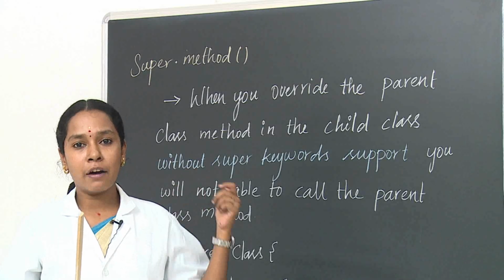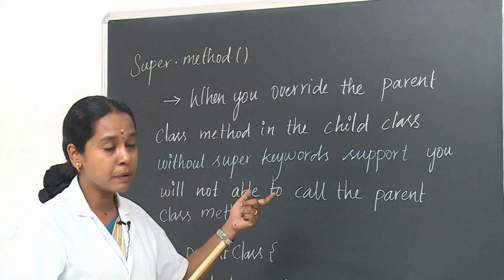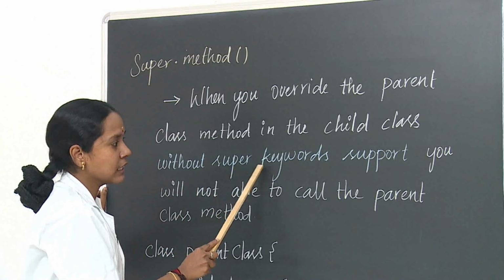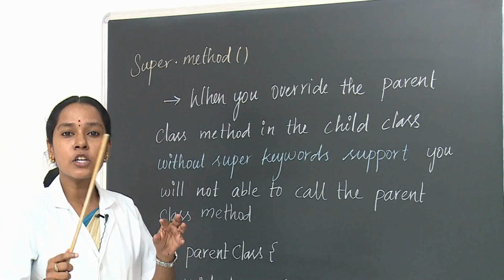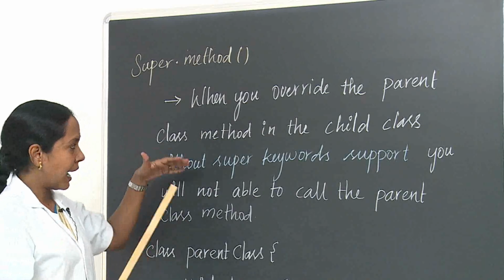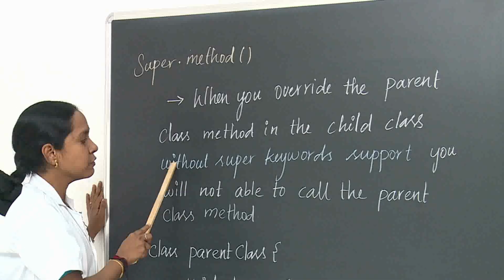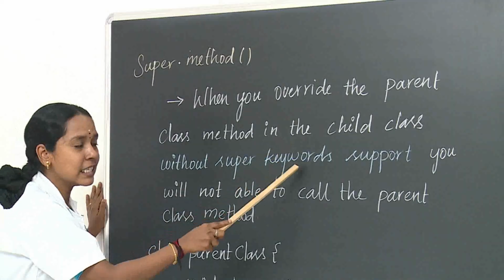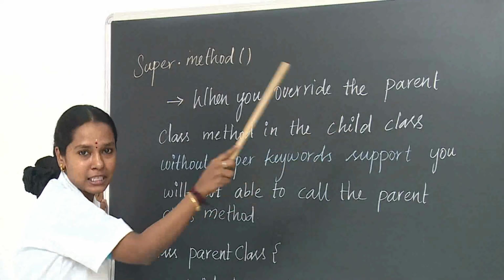For that purpose we have to use the super keyword. Without using the super keyword, it will call the current class method. So when you are overriding the parent class method in a child class without using the super keyword, it will call the child class method itself.